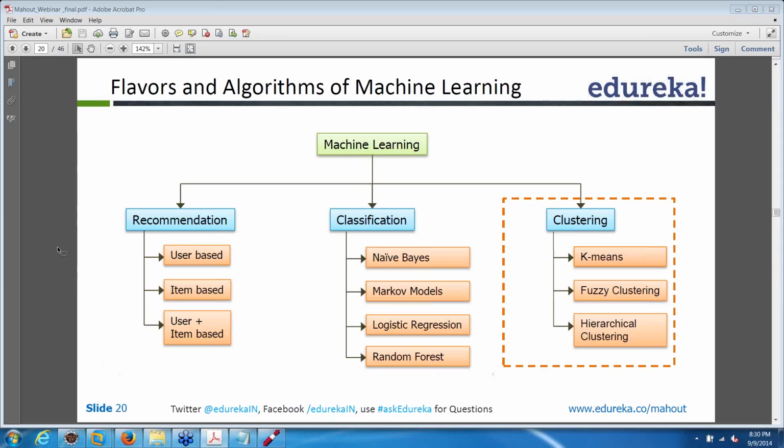Okay, so what are the things we are going to learn in our class? We are going to learn recommendation, both user-based recommendation, item-based recommendation, and user plus item-based recommendation. And under classification, we are going to learn Naive Bayes algorithm, Markov models, logistic regression, and random forest. And under clustering, we are going to have k-means clustering, fuzzy clustering, hierarchical clustering, and canopy clustering. So all these things we'll be studying during our class.